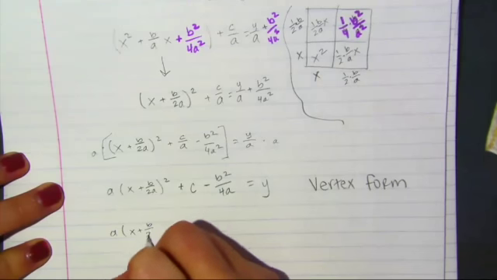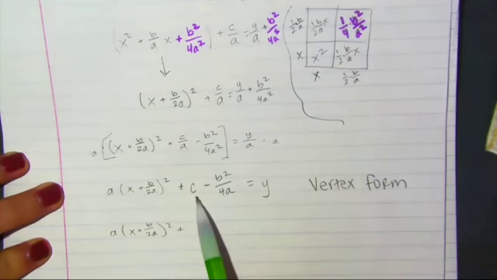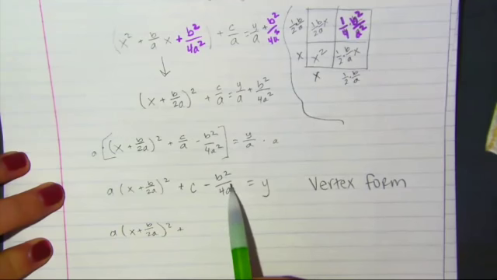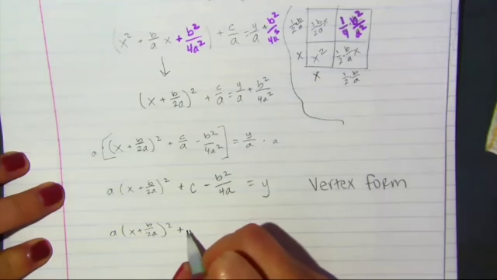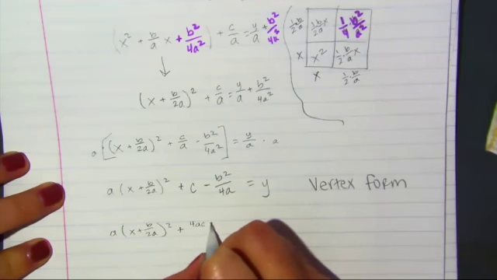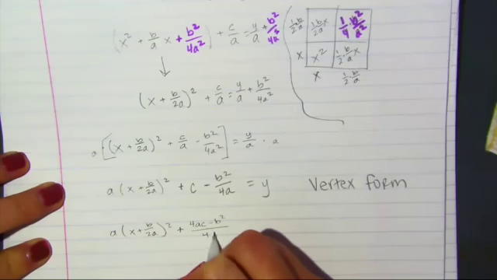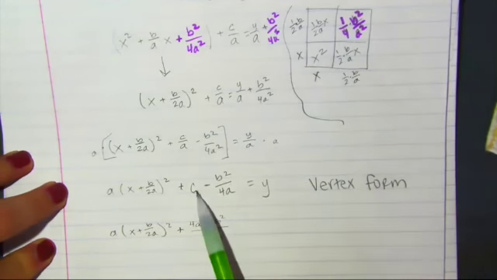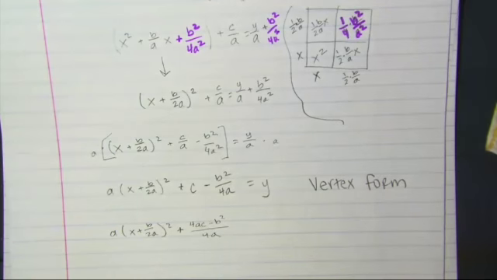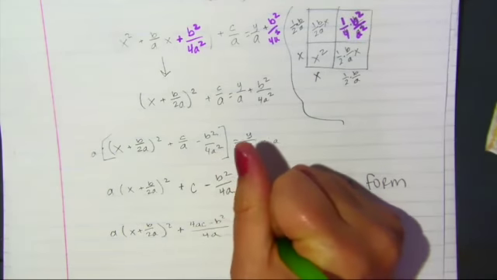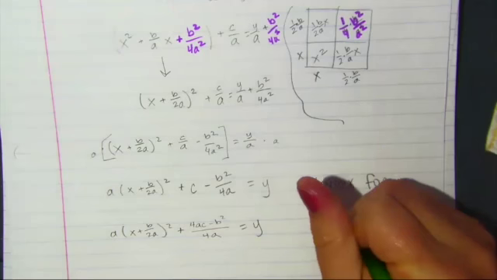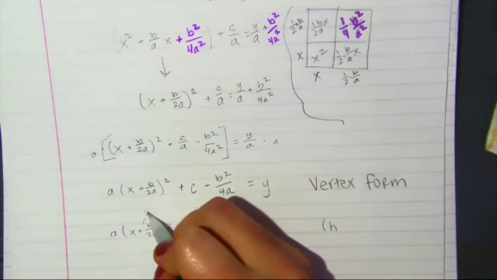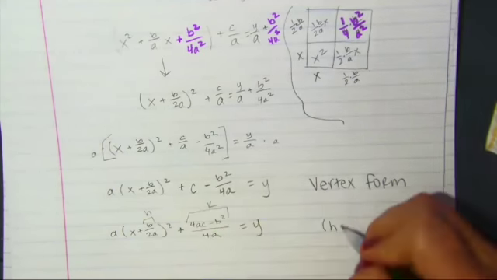plus b over 2a squared plus. In order to subtract these, we would need a common denominator. Just for the sake of time, I'm not going to show every single step here, but that would be 4ac minus b squared over 4a, right? We'd multiply this one by 4a over 4a equals y. Okay, so to generalize this so far, remember vertex form. This is h, this is k, and hk is the vertex.